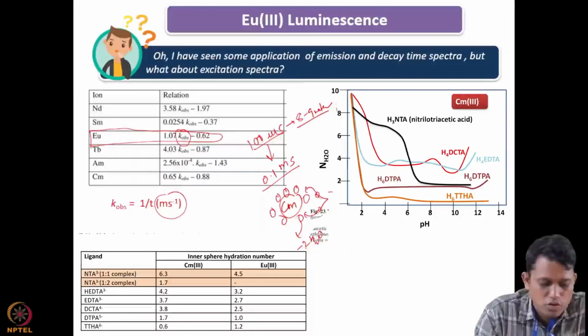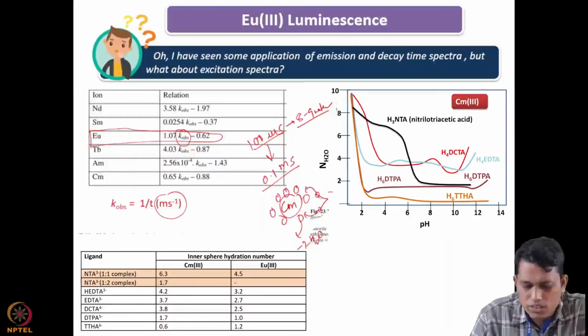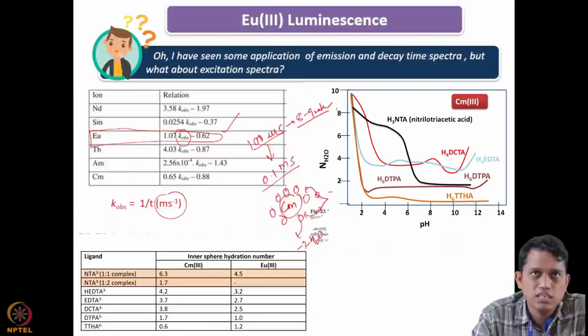Suppose I give you a ligand, again nitrilotriacetic acid, and I assume that it has a stoichiometry of 1:1. If you have a stoichiometry of 1:1, how many water molecules should be there in the primary sphere? You can just follow the equation that is given on the top, and from this you can always get the information about the number of primary water molecules in the metal hydration sphere.